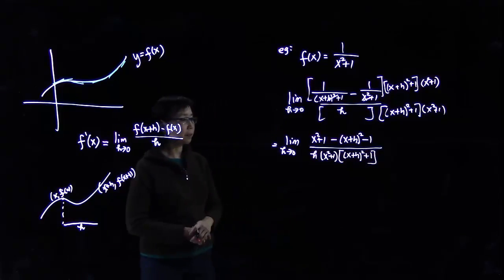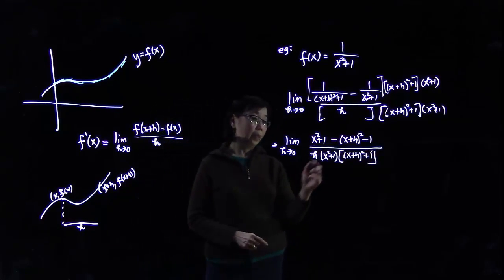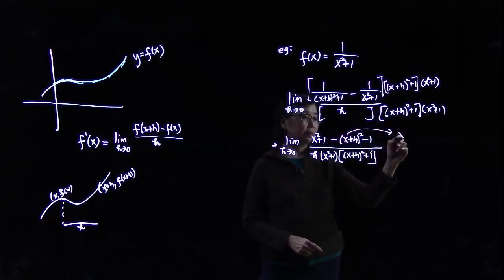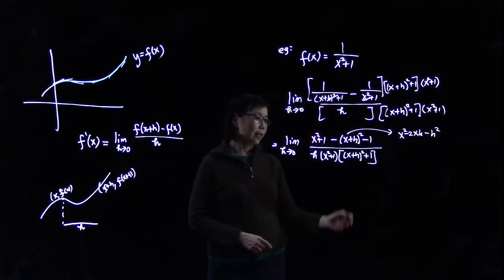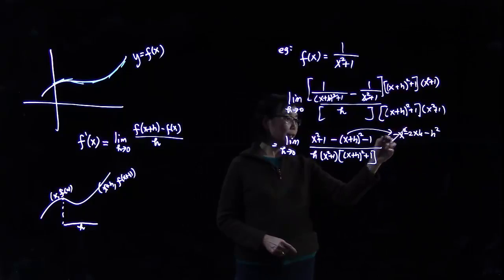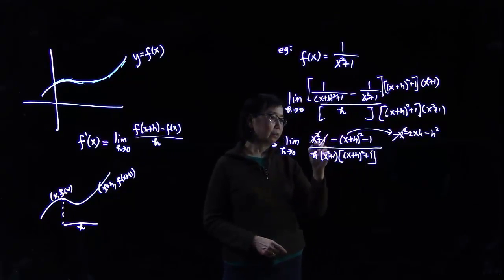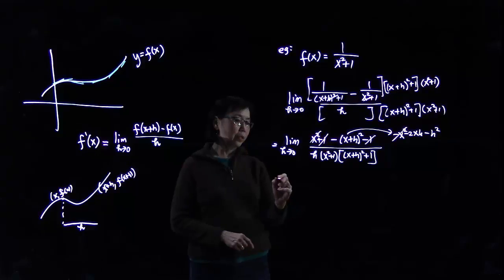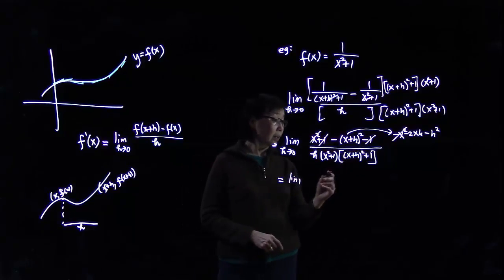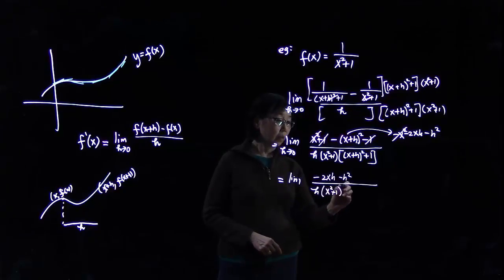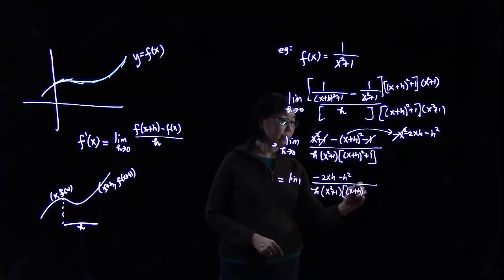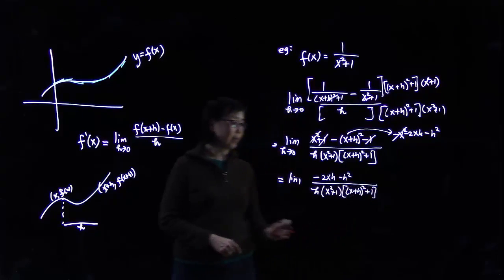So now let's simplify this expression. You could see that this is x squared minus 2xh minus h squared. And because this is minus, this cross cancels with this minus, the 1 here cross cancels with that 1. So in the numerator I'm left with, let's see, what do I have? A negative 2xh minus h squared all over h, x squared plus 1, x plus h squared plus 1. So I'm just copying what I have in my denominator.